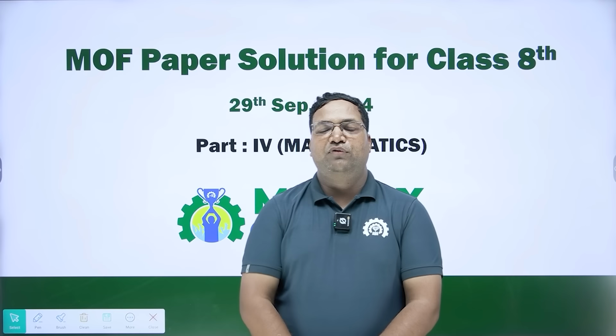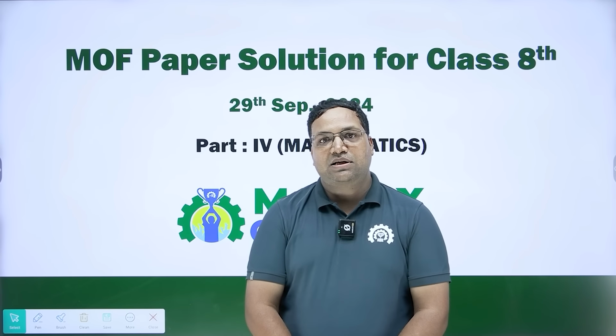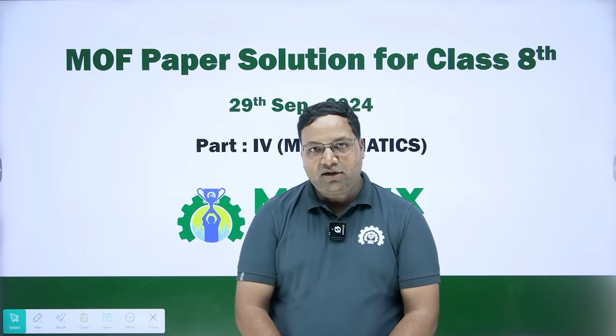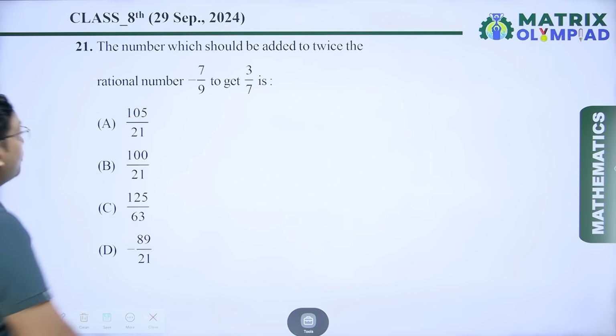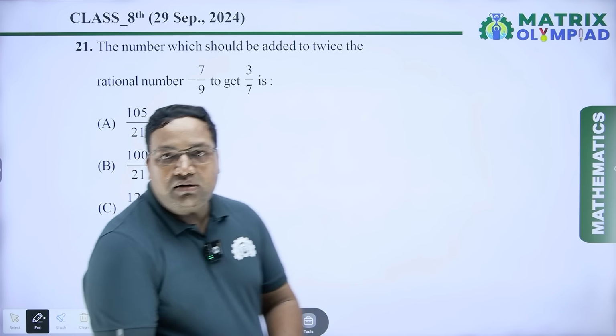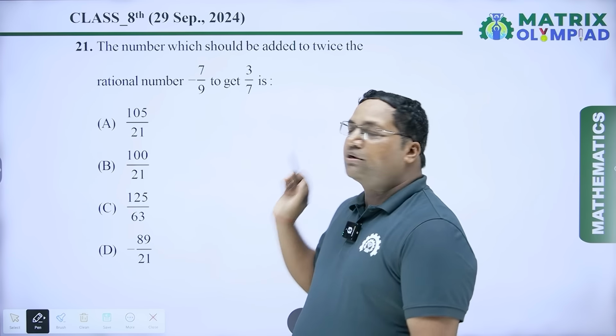Hello friends, welcome back to the Matrix Olympiad, which was conducted on 29th September 2024. Now we will discuss the solution of the mathematics part. So coming to question number 21. The question is: the number which should be added to twice the rational number minus 7 by 9 to get 3 by 7.